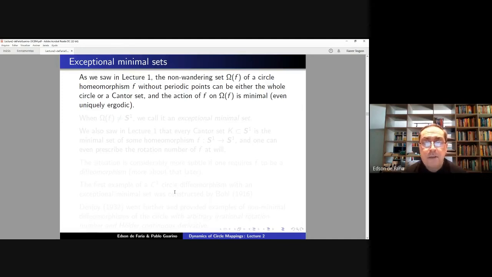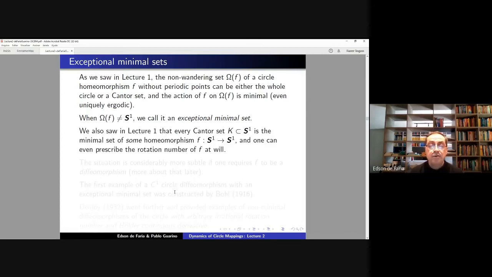We saw in lecture 1 that the non-wandering set of a circle homeomorphism without periodic points can be either the whole circle, okay? So that's the case when f is minimal, or it can be a Cantor set. But in any case, f acts on the non-wandering set in a minimal way. So the action is minimal, and it's even uniquely ergodic. Okay, we saw this in lecture number 1. And when the non-wandering set is not the whole circle, in other words, when it's a Cantor set, then we say that we have an exceptional minimal set. We have a map with an exceptional minimal set.